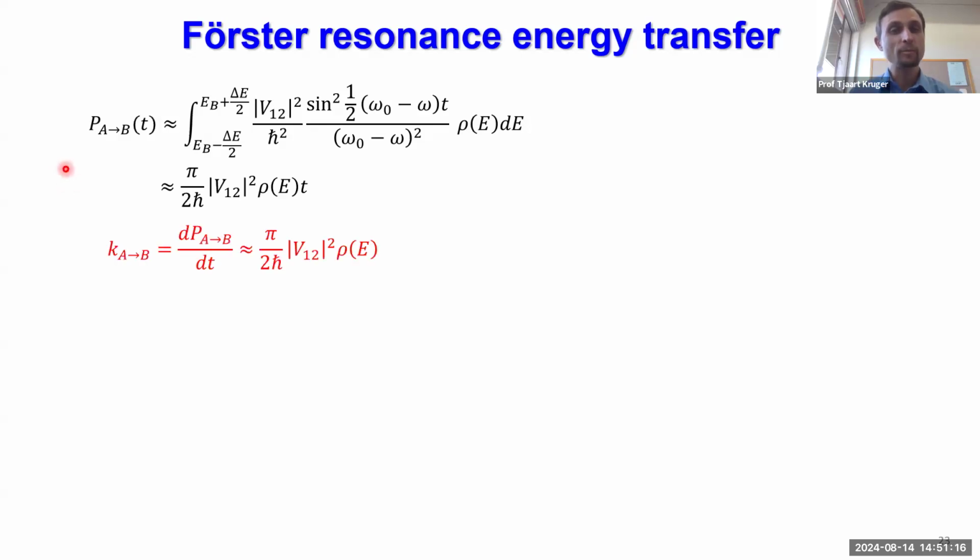Now if we make T long enough to make sure that this transition has taken place, then the transition rate, the rate of energy transfer from molecule A to molecule B, is just the time derivative of this probability, and it is given by this expression. Okay, this is an important expression. It's known as Fermi's golden rule.